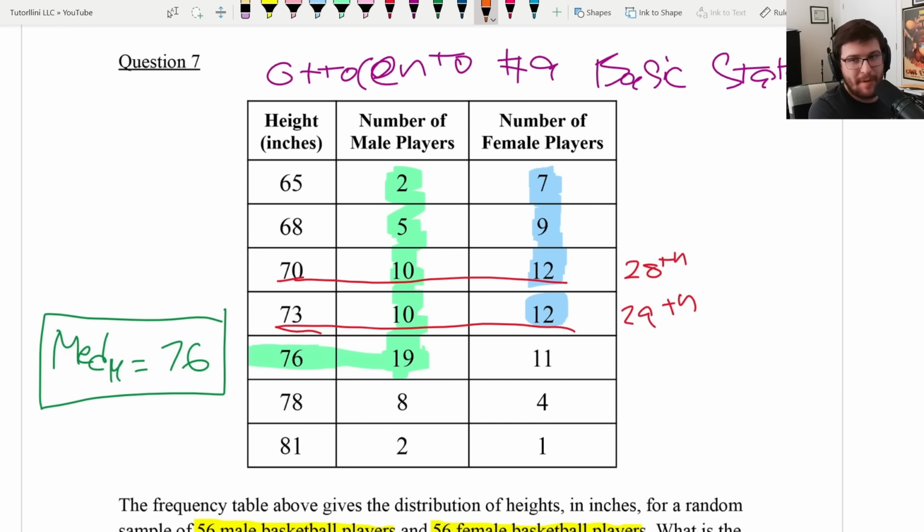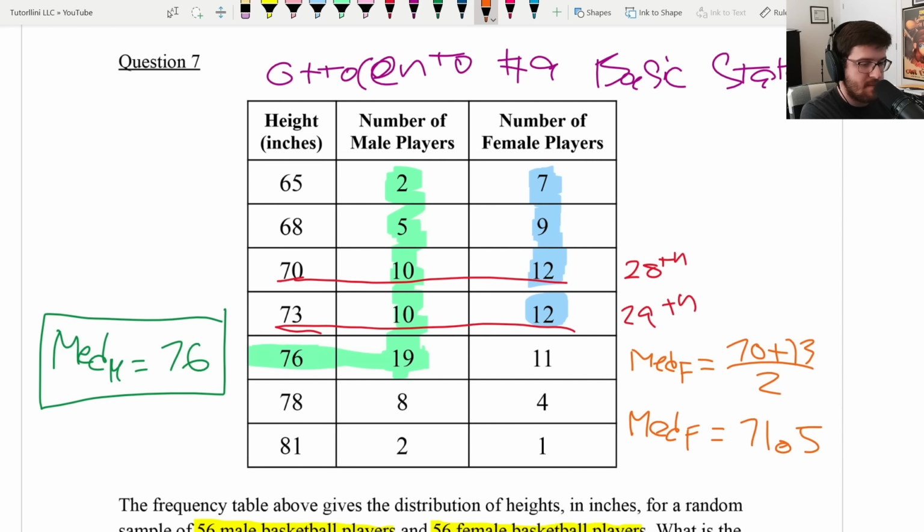Since we didn't get the same number for both of them, we actually have to do the averaging, right? The average of 2 identical numbers is just that number. The average of 6 and 6 is just 6. But we got 2 different numbers, so we have to take the average of 70 and 73. So 70 plus 73 over 2. Let's see what that is. I'm getting 71.5 on my calculator here. So that is the median for the females. Okay, great.